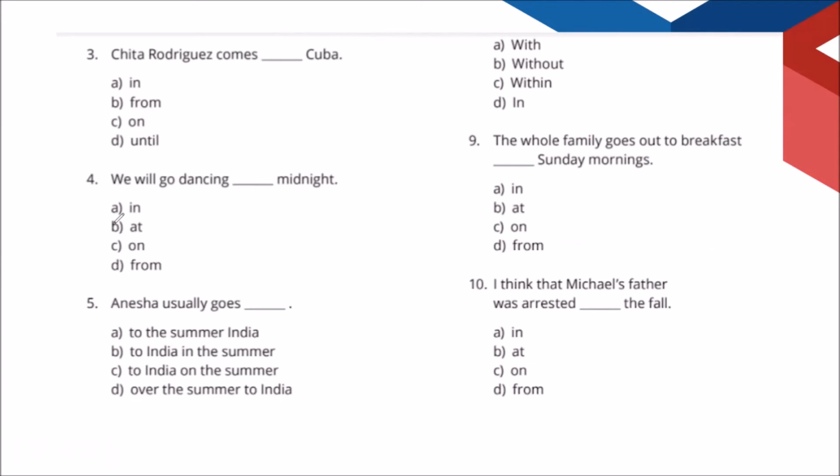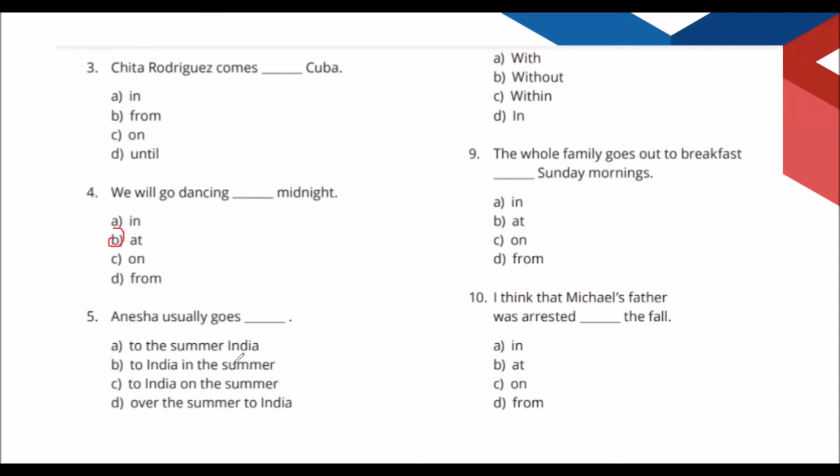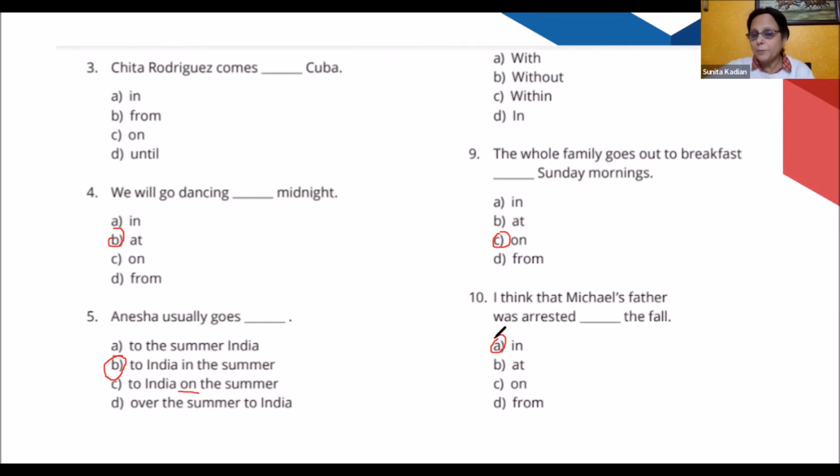Anisha usually goes to India on the summer. No. Before the names of seasons, we don't use on. So what should it be? In the summer. Correct. Anisha usually goes to India in the summer. The whole family goes out to breakfast in Sunday mornings. On Sunday mornings. For days it's never in Monday, in Tuesday. On Monday, on Tuesday, right? So it has to be on Sunday mornings. I think Michelle's father was arrested in the fall. In the fall. Fall is the autumn season. In the fall. And these were simple prepositions.